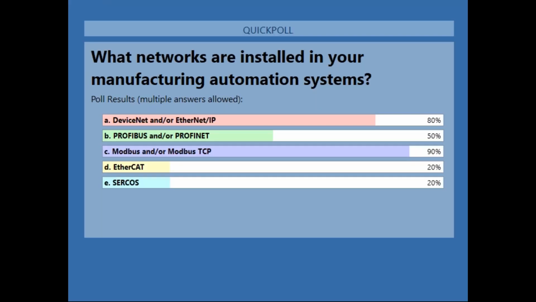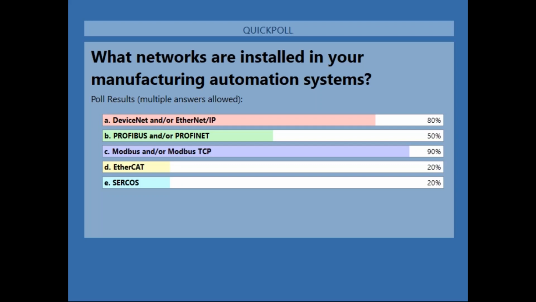I find these interesting. As you can see, the results show that Modbus and Modbus TCP are the highest, with a close second being DeviceNet and EtherNet/IP. I think that's fairly typical for the U.S. market, with number 3 being Profibus and Profinet. If I had to guess, this is probably the distribution you'd see. And lastly, you see EtherCAT and CIP Safety.